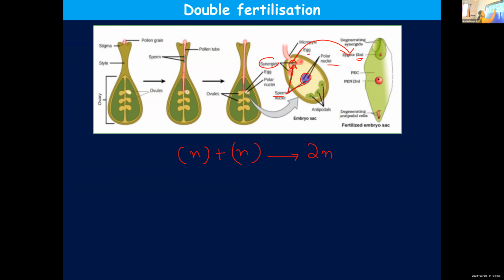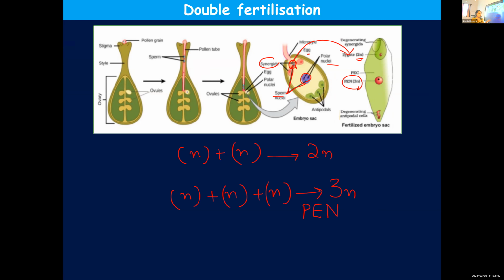And the second fusion is the male gamete with the two polar nuclei. Each polar nucleus also will be in the haploid condition, and what you get is PEN, primary endosperm nucleus, which is in the triploid condition. Hope you understood why it is triploid. Because the male gamete is fusing with two polar nuclei, three nuclei, three sets of chromosomes are involved. So you call it the triploid condition.